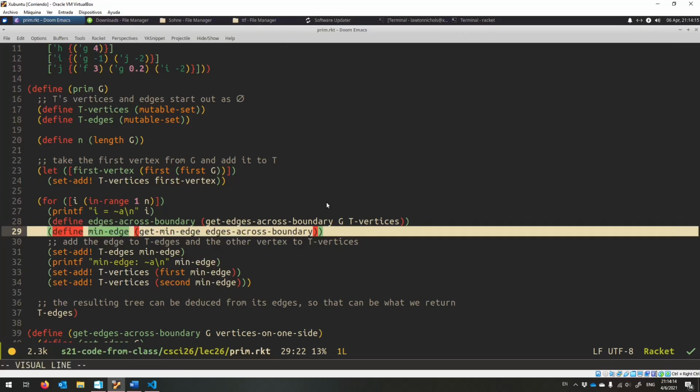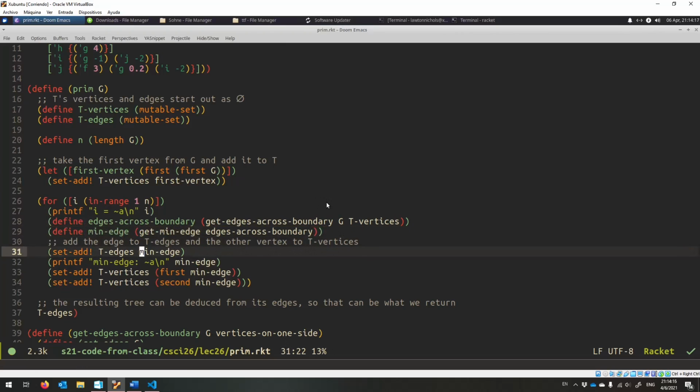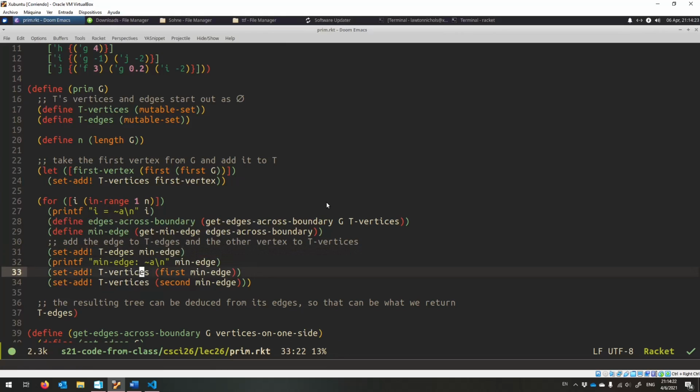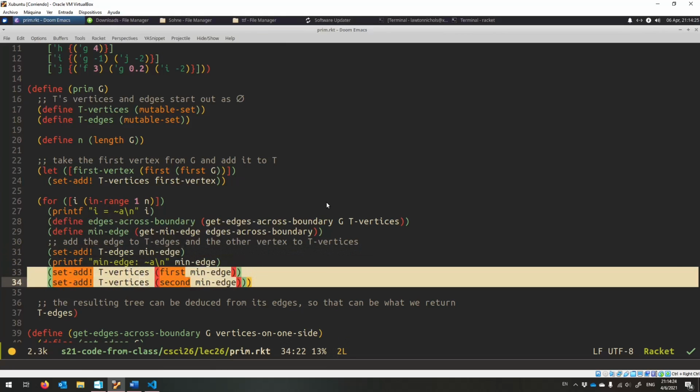And then once we've got the minimum one, we're going to add that to our tree that we're building up. So add it to our edge set, and I'll also keep track of the vertices. Okay, we'll also add that new vertex to our set. Because I'm not sure which one it is, I'm just going to add both because this is a set. It doesn't have duplicates anyway. It doesn't matter.